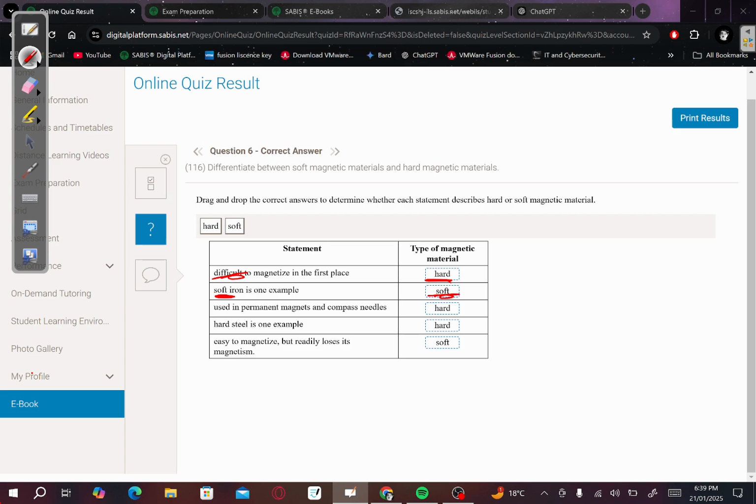Permanent magnets and compass needles are going to be hard magnets, and hard steel. Hard is in the name, so it's going to be hard magnetic, hard to magnetize. Soft is easy to magnetize, but rarely retains magnetism. It is soft.